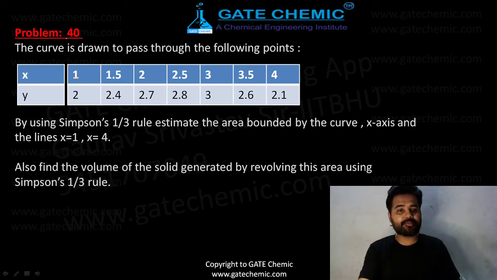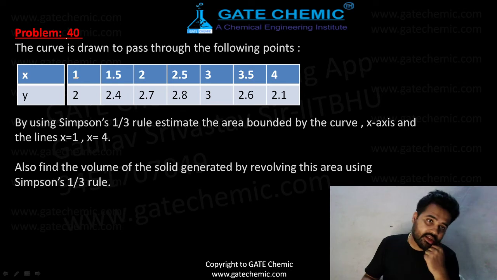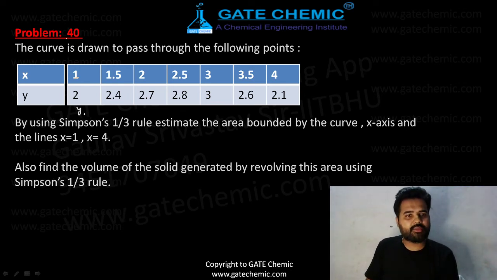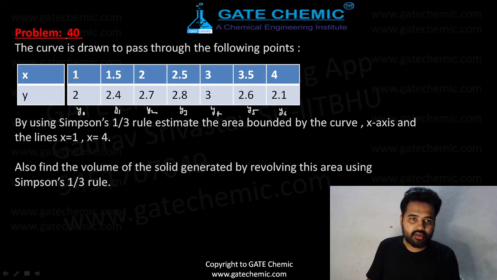Now pay attention here. Here you can see, this one can be written as y0, this one as y1, y2, y3, y4, y5, y6. So one interval, two, three, four, five, six: an even number of intervals. That means we can apply Simpson's 1/3 rule here. Simpson's 1/3 rule, estimate the area bounded by the curve, the x-axis and the lines x equals 1 to 4.